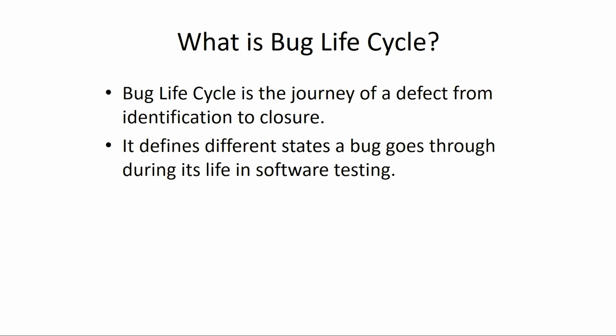What is bug life cycle? Now let's talk about the bug life cycle. The bug life cycle is the journey of a bug from the moment it is found until it is fixed and closed. It defines different states a bug goes through during its life in software testing. Now, I will explain step by step the stages of bug life cycle.